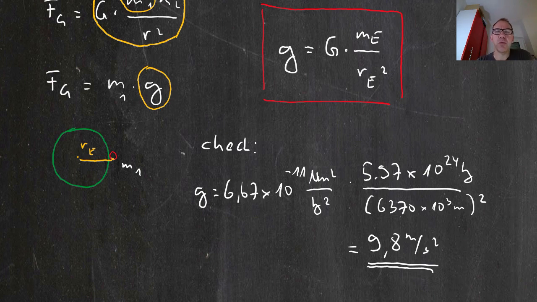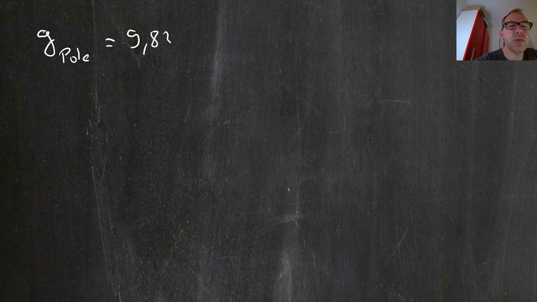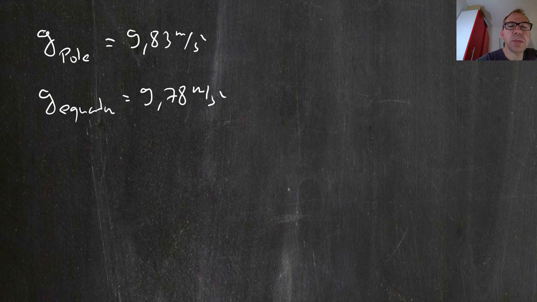This same idea also works for Mars, for example, if you take the mass of Mars and the radius, or for Jupiter, or for any other object. This g value is not the same all over the planet. For example, if we go to the North or the South Pole, you measure a value of 9.83 meters per second squared, while if you go to the equator, you measure a value of 9.78 meters per second squared.